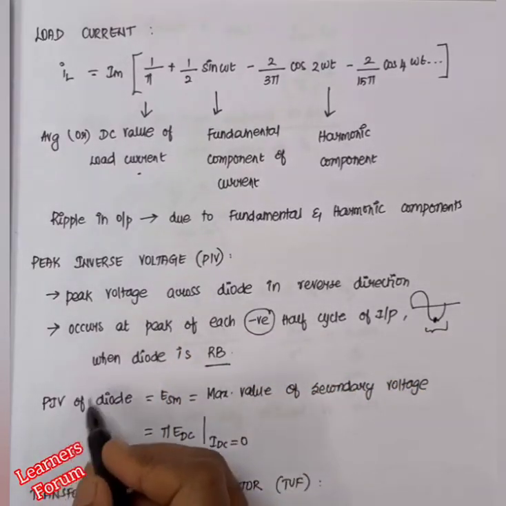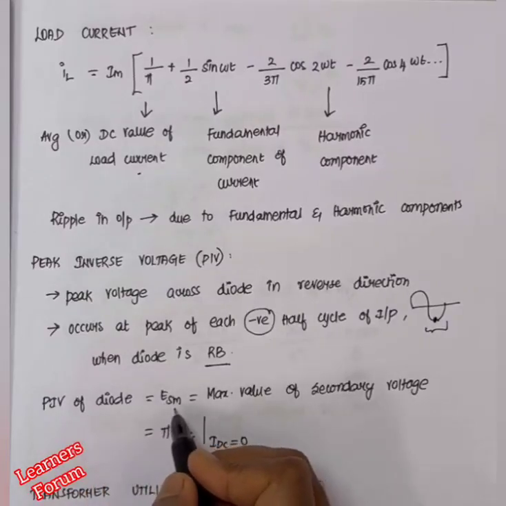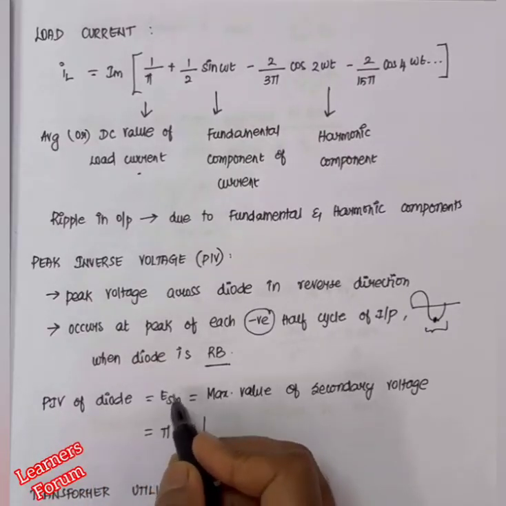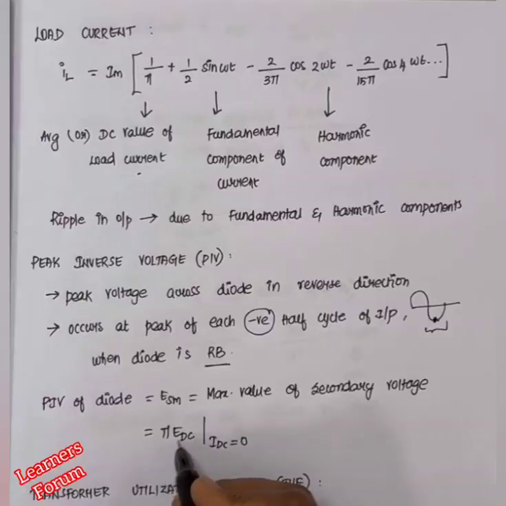So peak inverse voltage of the diode is nothing but the maximum value of secondary voltage, which is Esm. It can be represented as pi into Edc under the Idc value is 0 condition.